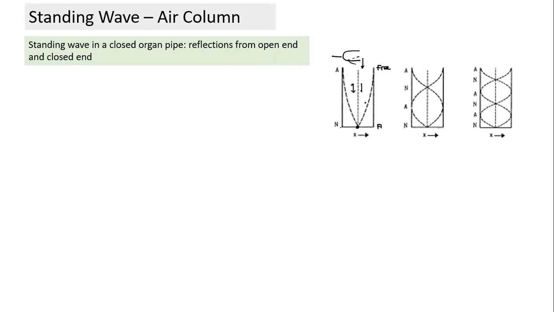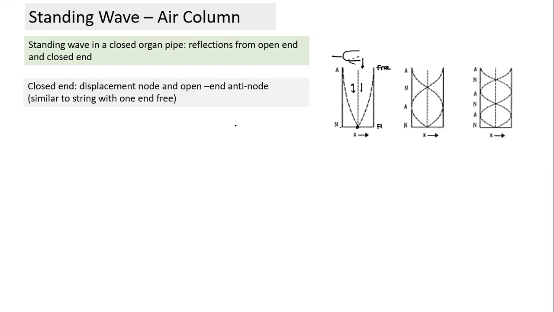So what we notice here is an organ pipe with one end closed. We call it a closed organ pipe. In terms of waveform, this is identical to a string free at one end. The closed end will always form a displacement node, and the open end will form an antinode, similar to a string with one end free. So this will be the fundamental mode of vibration in an organ pipe closed at one end. This will be the first overtone, and this will be the second overtone. And if this is f0, this will be 3f0, and this will be 5f0.